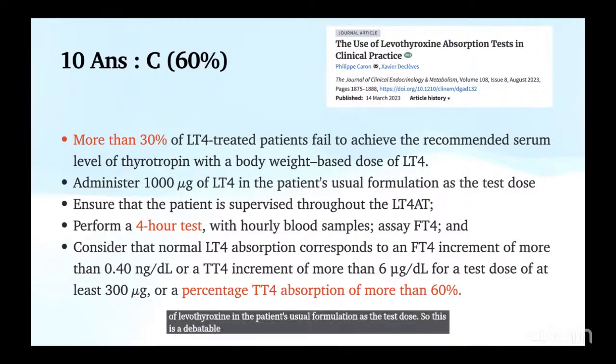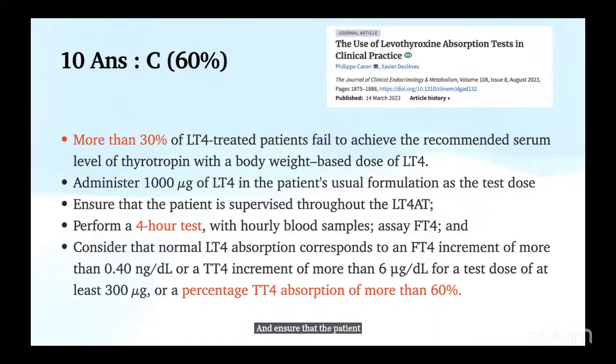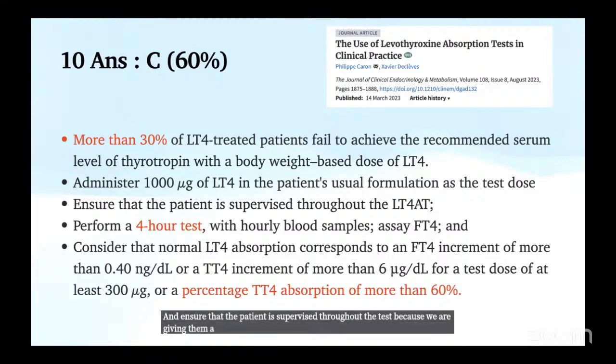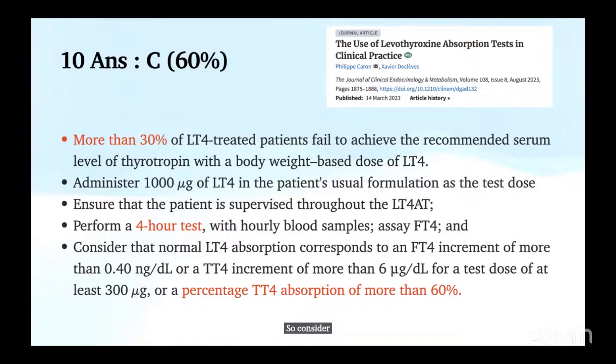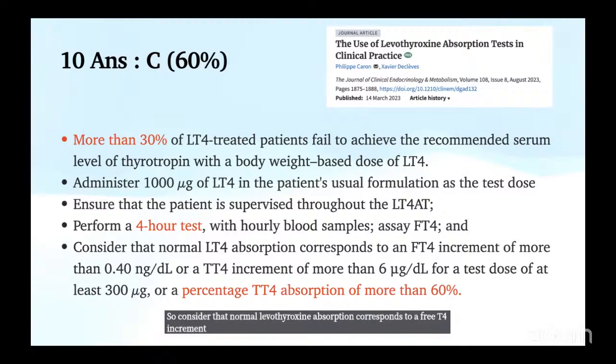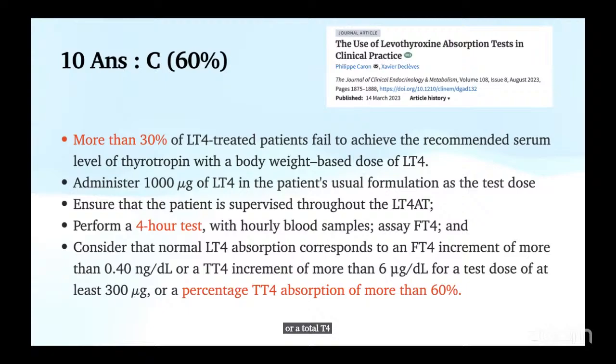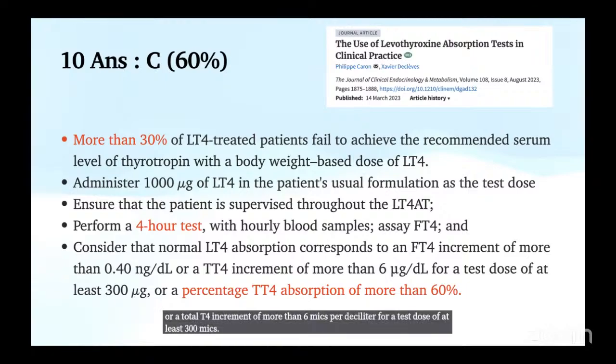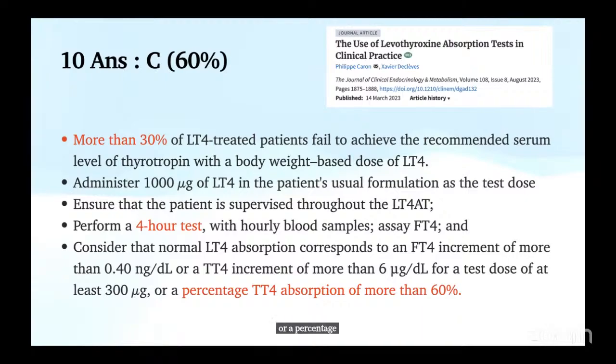Up to 500 to 1000 is the dose that has been discussed there. Ensure that the patient is supervised throughout the test because we are giving them a higher dose. Perform a 4-hour test. Hourly blood samples are taken, assaying the free T4. Consider that normal levothyroxine absorption corresponds to a free T4 increment of more than 0.4 nanograms per deciliter or a total T4 increment of more than 6 micrograms per deciliter for a test dose of at least 300 micrograms, or a percentage total absorption of more than 60%.